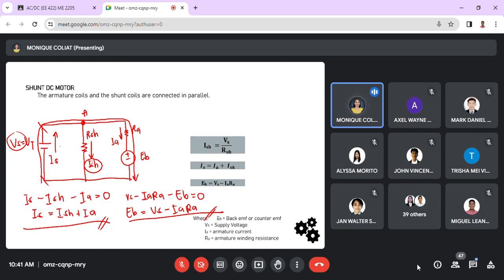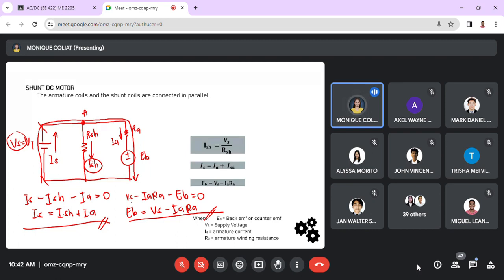Okay, so to get the equation for your current or source current, mag-KCL lang kayo kay node A, then you will get IS, which is entering the node. We have ISH leaving the node, and IA leaving the node also. That's why it's IS minus ISH minus IA equal to 0. To get the equation for source current, we have ISH plus IA. Okay?